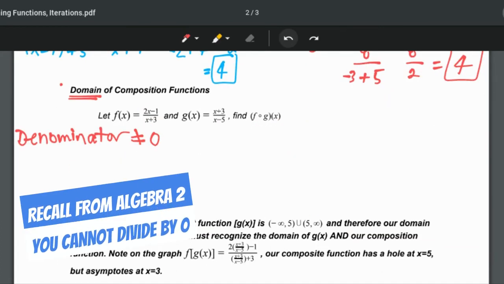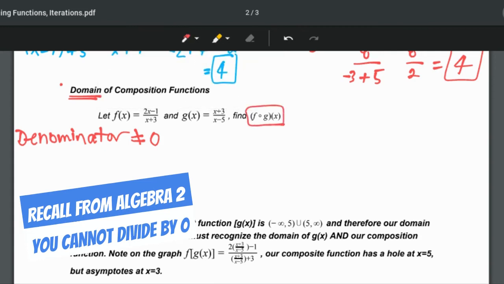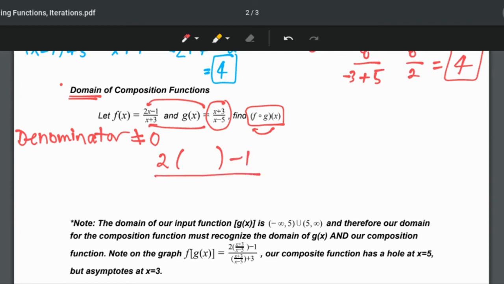All right, so at this point, we're only concerned with f of g of x. So let's look at what f of g of x is. That means to take g of x and substitute it into function f, starting from the right and going to the left. So everywhere we see an x, we replace it with the quantity x plus 3 over x minus 5. All right, so now this is our function. We don't need to simplify it because it would just get messier.